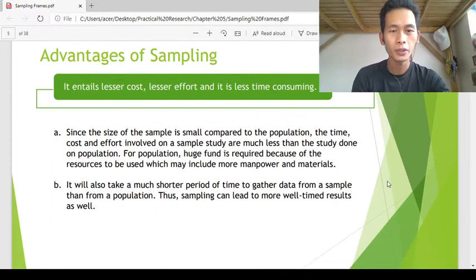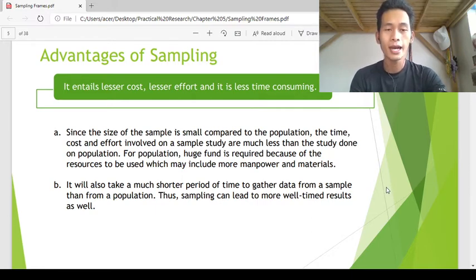We will discuss it one by one. Now, it entails lesser cost, lesser effort, and it is less time consuming. Since the size of the sample is small compared to the population, the time, cost, and effort involved in a sample study are much less than the study done on a population. For a population, huge fund is required because of the resources to be used, which may include more manpower and materials. It will also take a much shorter period of time to gather data from a sample than from a population, so it is less time consuming. Thus, sampling can lead to more well-timed results as well, especially to you, student researchers.